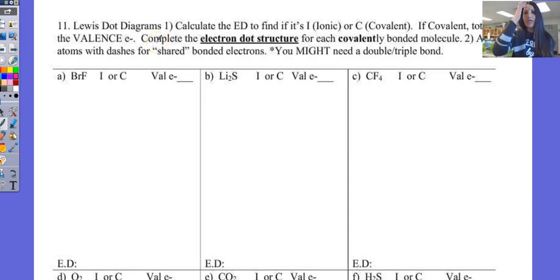First, check to make sure: is it automatically ionic? If it's a metal and a non-metal, it's automatic. You will literally just circle the I, you cross off valence, you cross off the ED, you don't do it. You just go straight to transferring your valence electrons, okay?